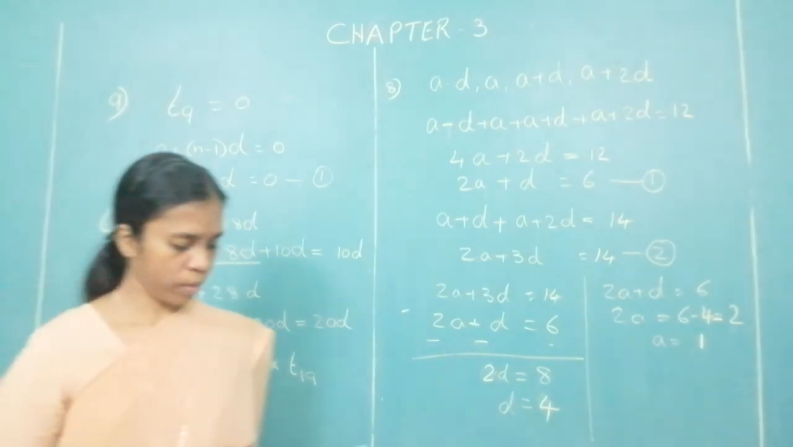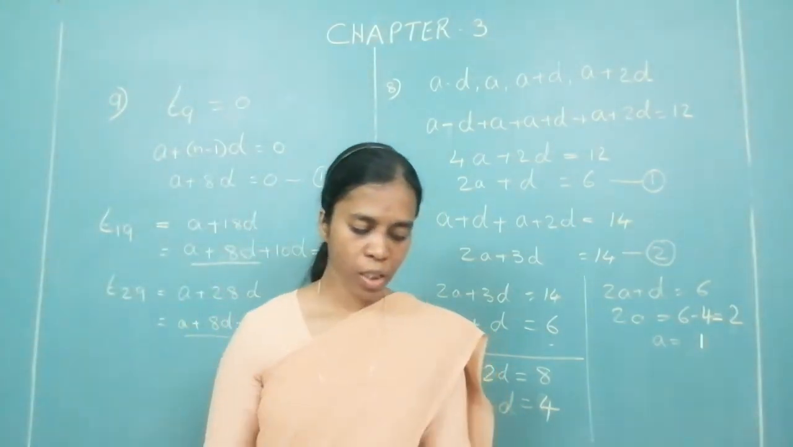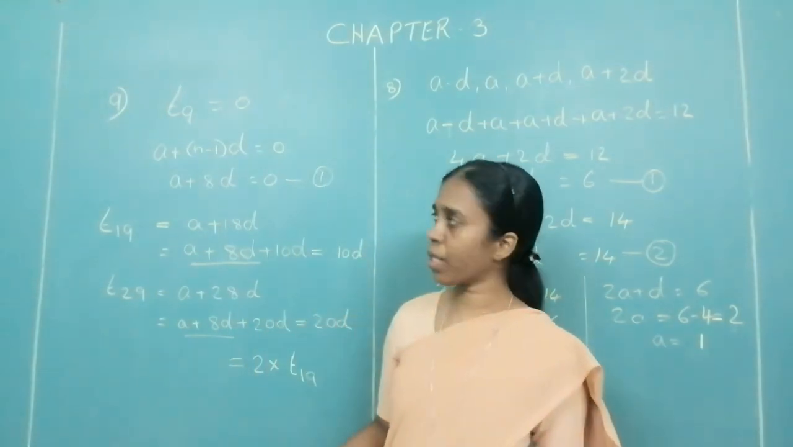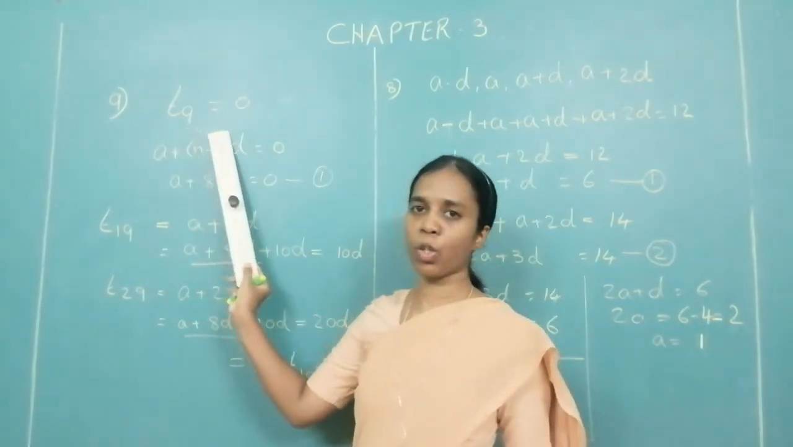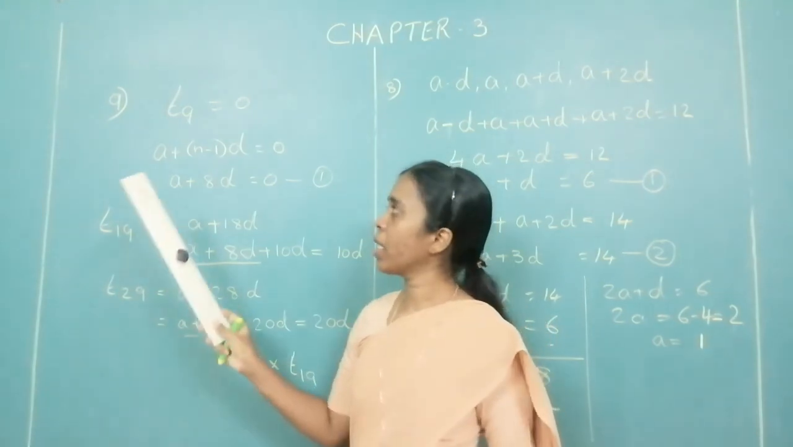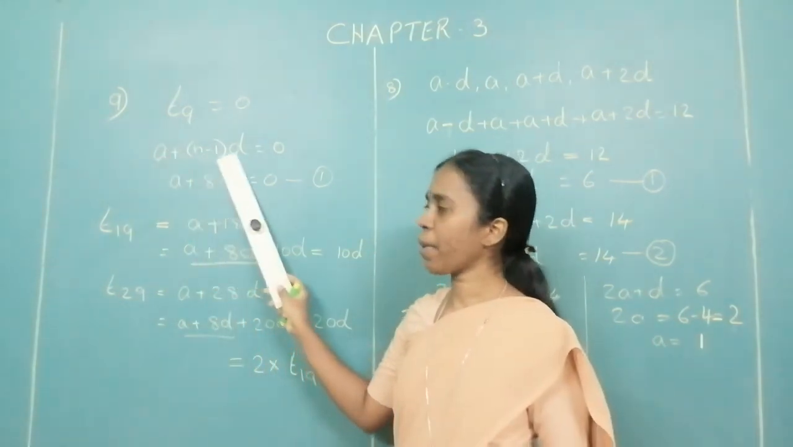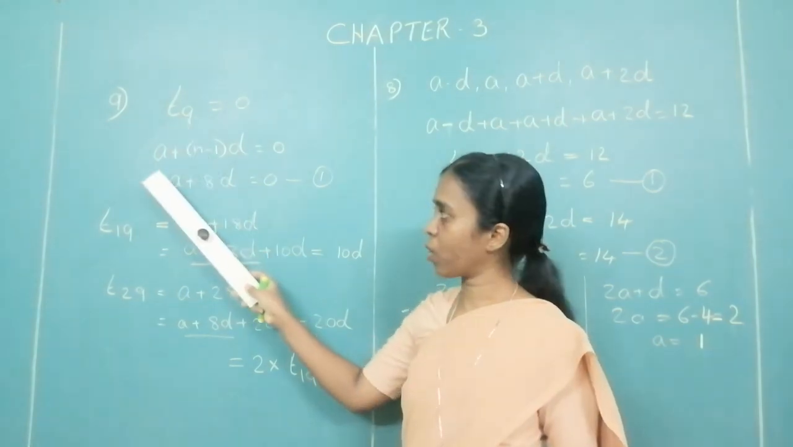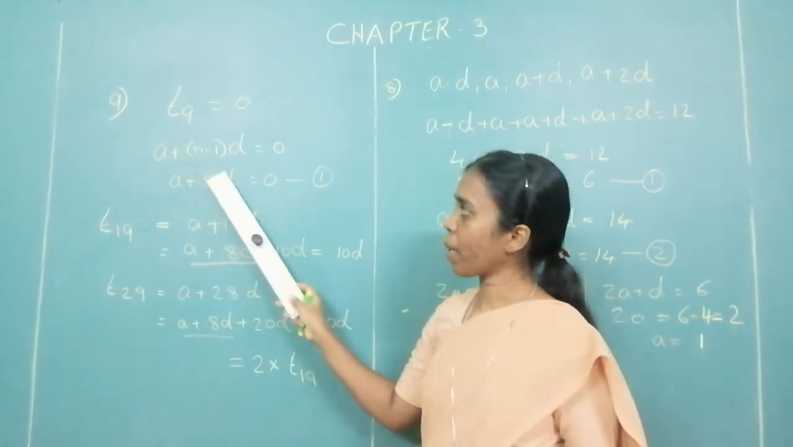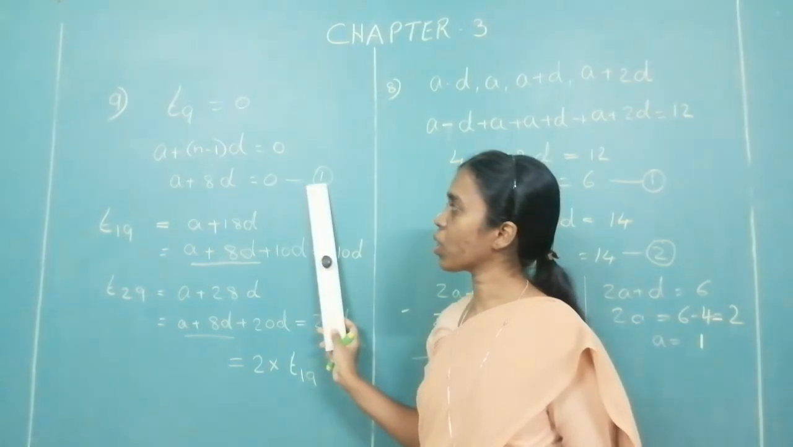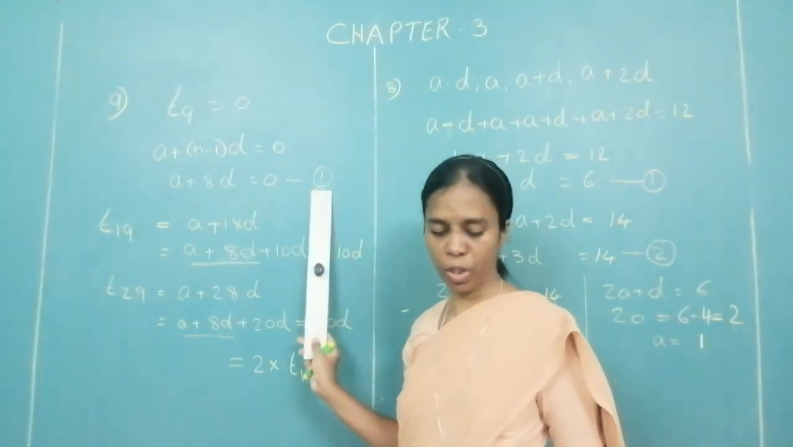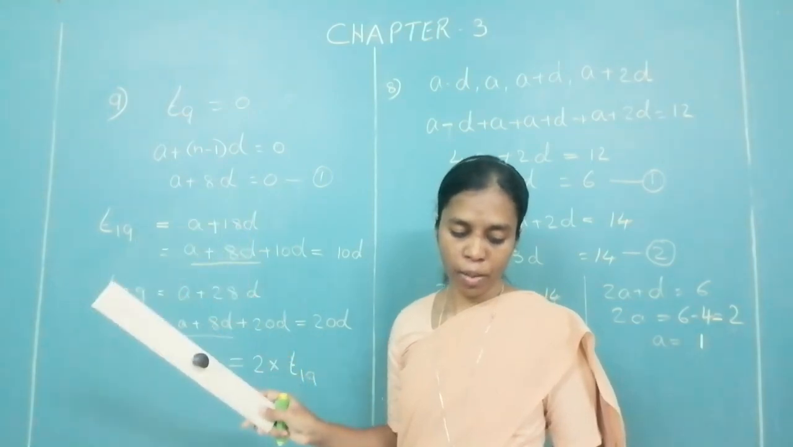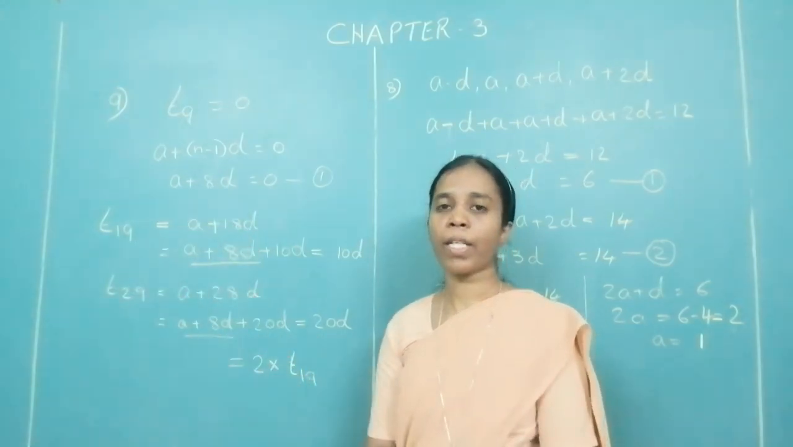Now the next question. If the 9th term of an AP is 0, so according to the given condition, T9 is equal to 0. Now what is T9? T9 is equal to A plus N minus 1 into D. What is your N? 9. So A plus 9 minus 1, that is 8D is equal to 0. Put as equation 1. Show that the 29th term is twice the 19th term.